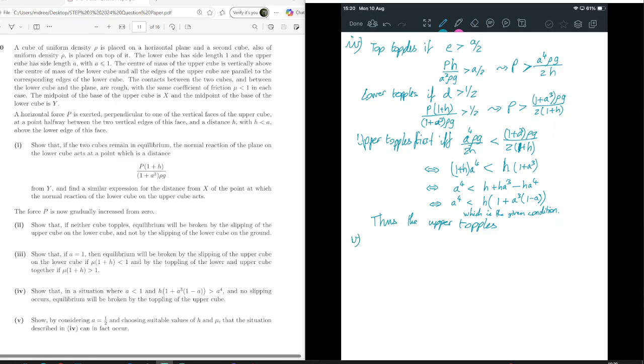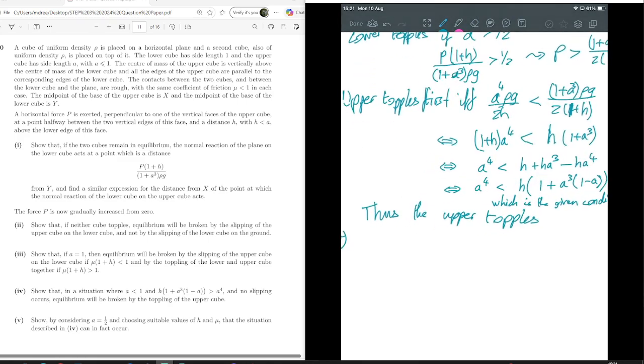Finally, part 5. Show, by considering a equals a half and choosing h and mu, that the situation in part 4 can in fact occur. So we're forcing ourselves to be a equals a half. Now the situation in part 4 is there is no slipping. So we need to recall that, let's deal with the condition part 4 first.